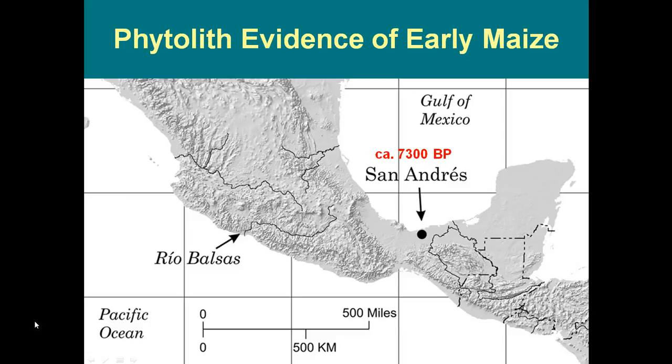But phytolith evidence suggests that corn is even earlier than the macrofossil evidence would suggest. Phytoliths recovered from the site of San Andres on the Gulf Coast of Mexico were found in sediments that have been dated to about 7300 BP, more than 1500 years earlier than the earliest macrofossil evidence. And again, this is well outside the range of the wild plant from which corn was domesticated, which was found far to the west in the Rio Balsas River Valley.